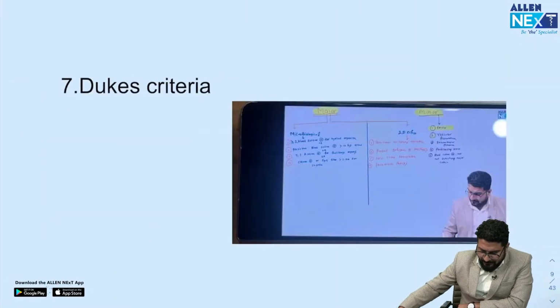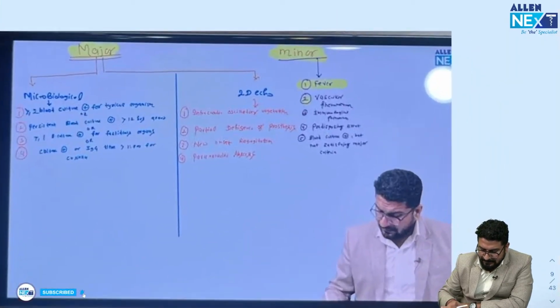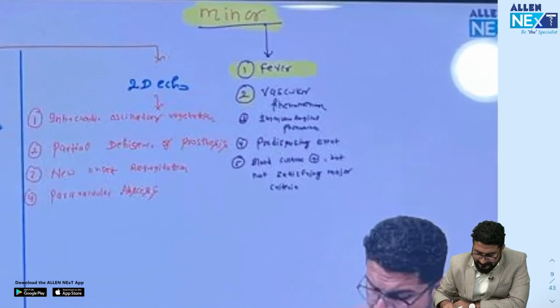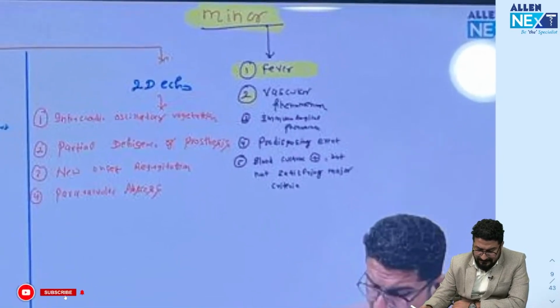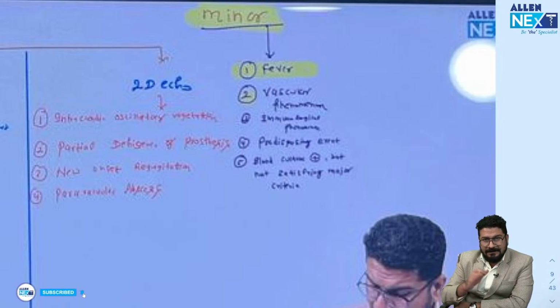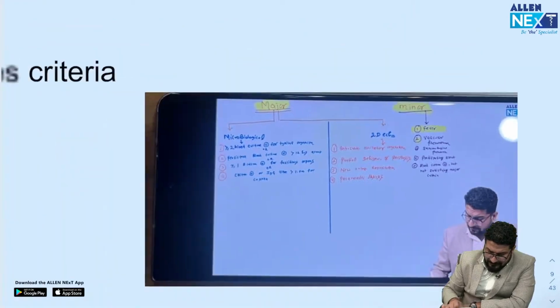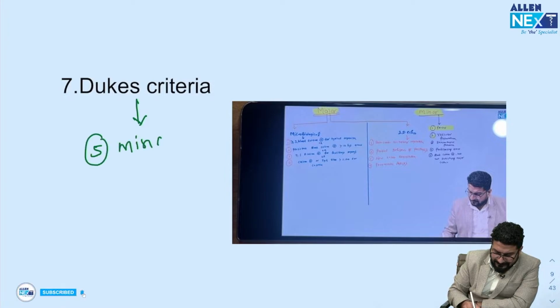Okay, moving to next one, Duke's criteria. Some students were asking how many components are in the minor category. You can see there is fever, vascular phenomena, immunological phenomena, some predisposing event, or blood culture positive which is not satisfying the major criteria. So these are 5 features. I could not get the exact question, but remember in Duke's criteria there are a total of 5 minor criteria.